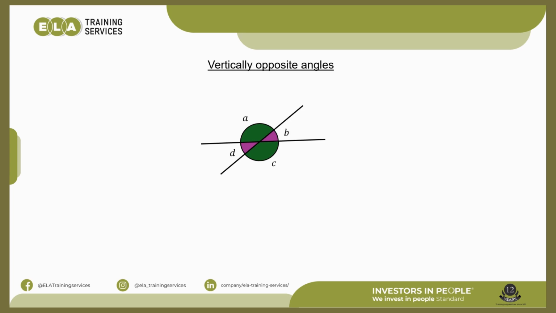Vertically opposite angles are angles that fall across one straight line but are opposites. So A and C are vertically opposite angles. B and D are also vertically opposite angles. And the rule for these is that vertically opposite angles are always equal. So if this B is 30 degrees and you're asked to work out D, D is going to also be 30 degrees because it's a mirror image of B.